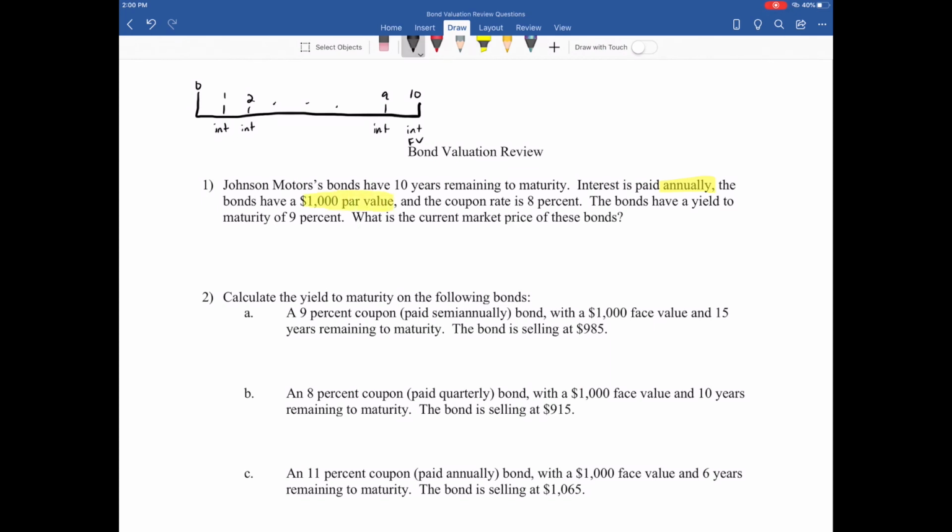So what we are trying to do is figure out what is the present value of all of these expected future cash flows. And when I'm solving for the present value of these expected future cash flows, I'm going to discount them back at the going rate out in the market for bonds of similar risk, or otherwise referred to as the yield to maturity.